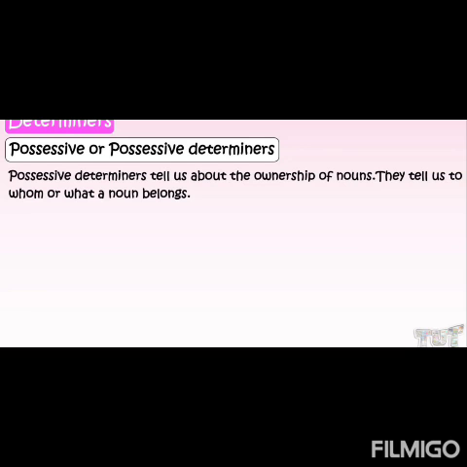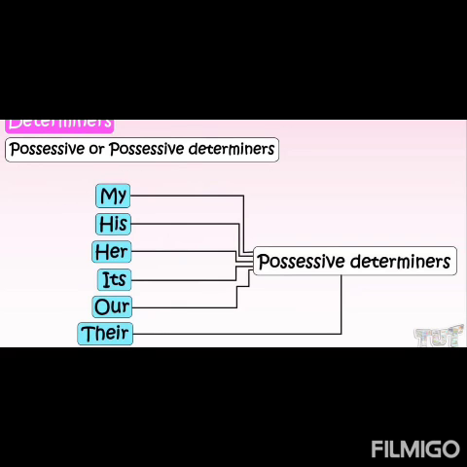Now let's see the third category of determiners, that is possessive determiners. Possessives, or possessive determiners, tell us about the ownership of nouns. They tell us to whom or what a noun belongs. My, his, her, its, our, their are a few possessive determiners.